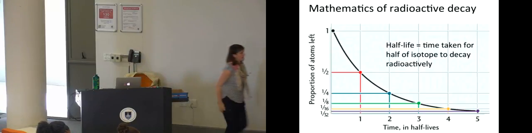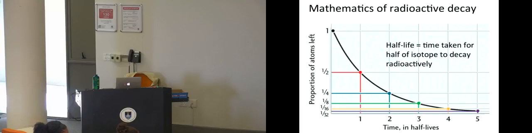If we look at this plot, this is just showing what I've been talking about. The half-life is the time taken for half that amount of isotope to decay radioactively. On the y-axis we have the proportion of the atoms left, so we're starting at 1. That's where you've got everything, your starting amount of atoms. And this is our time on the x-axis in half-lives.